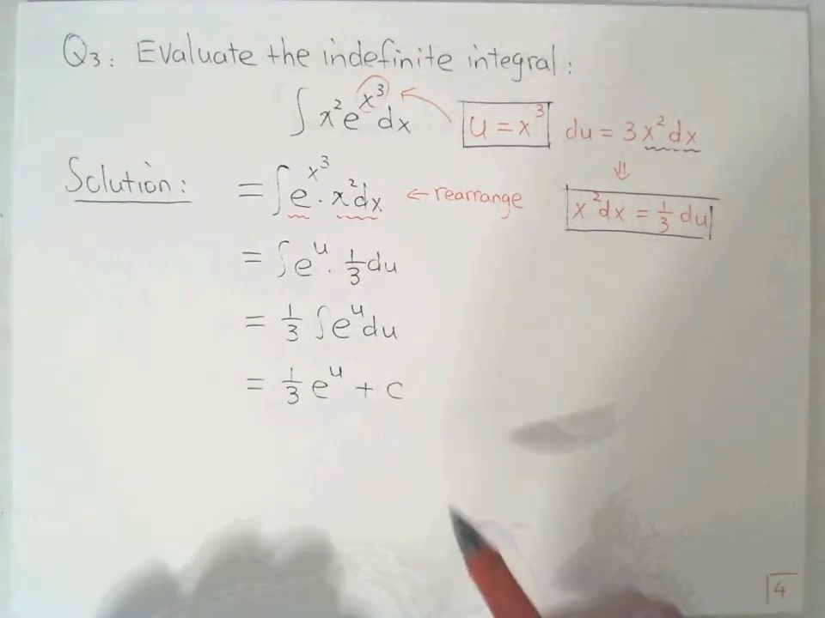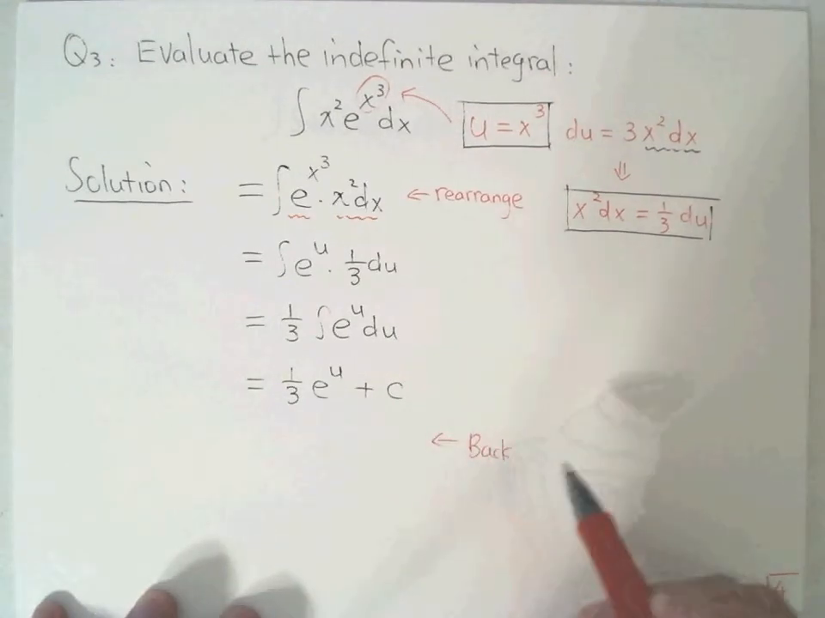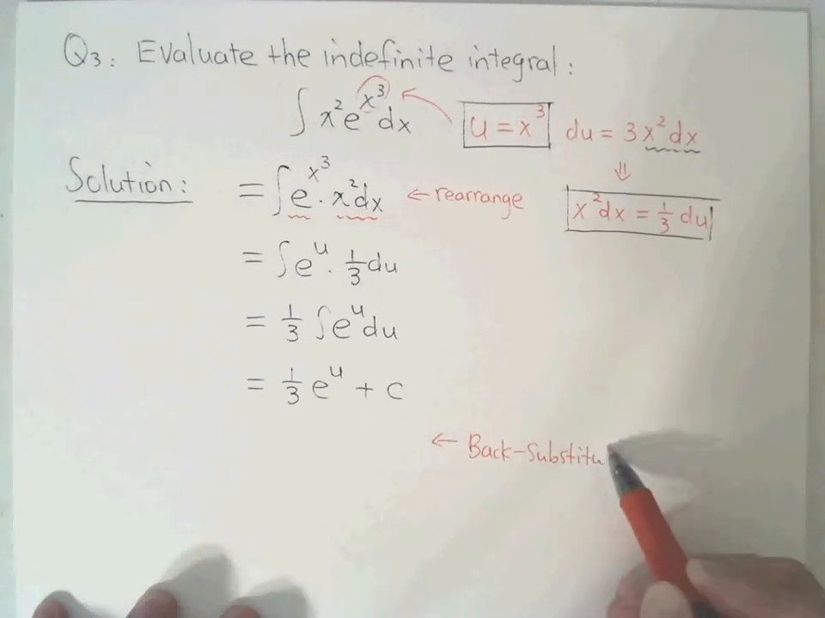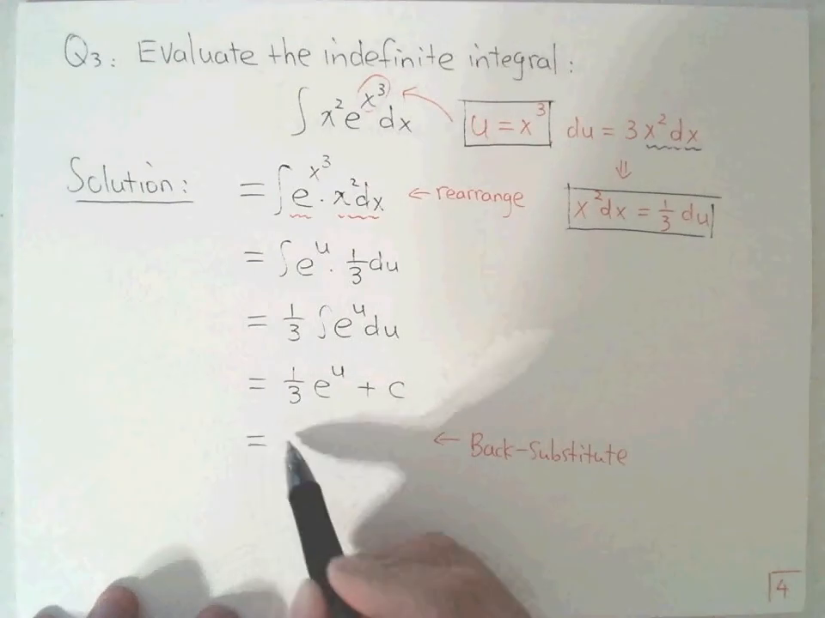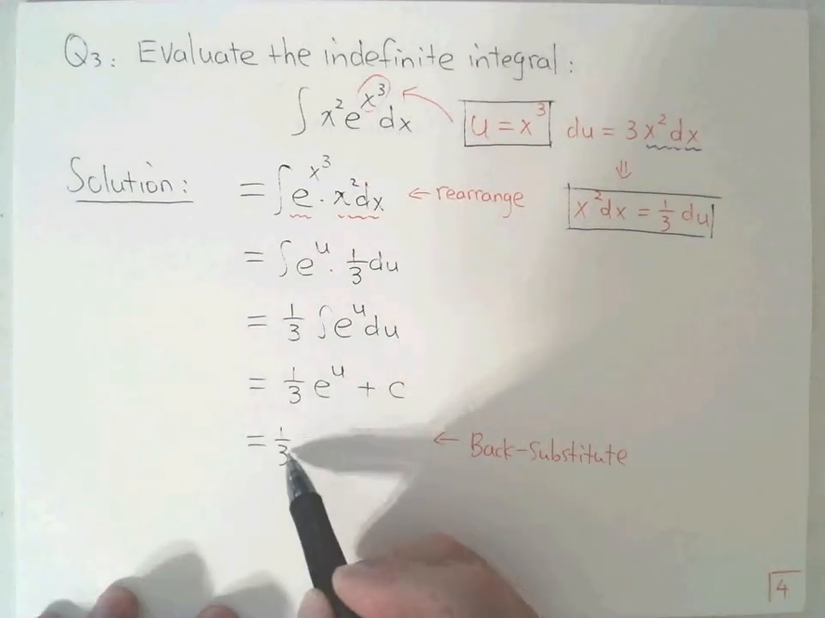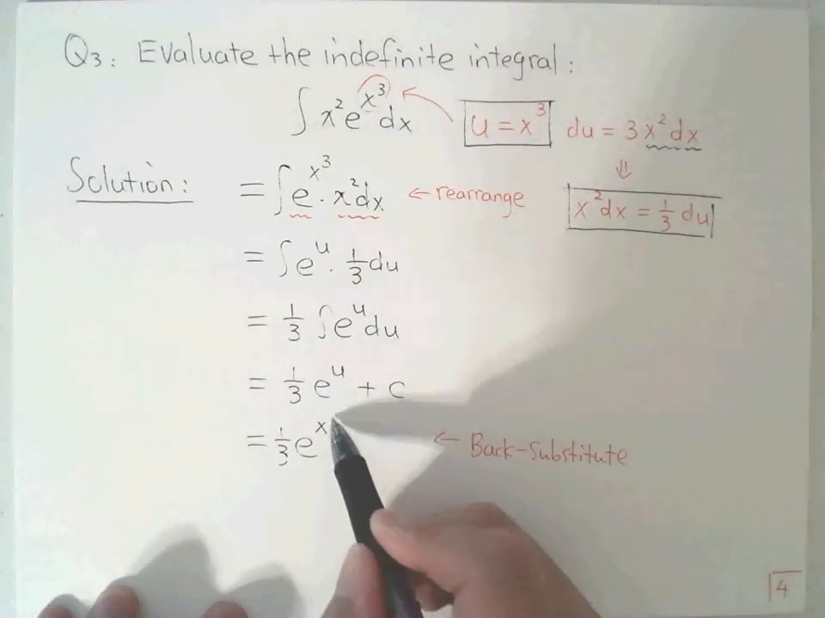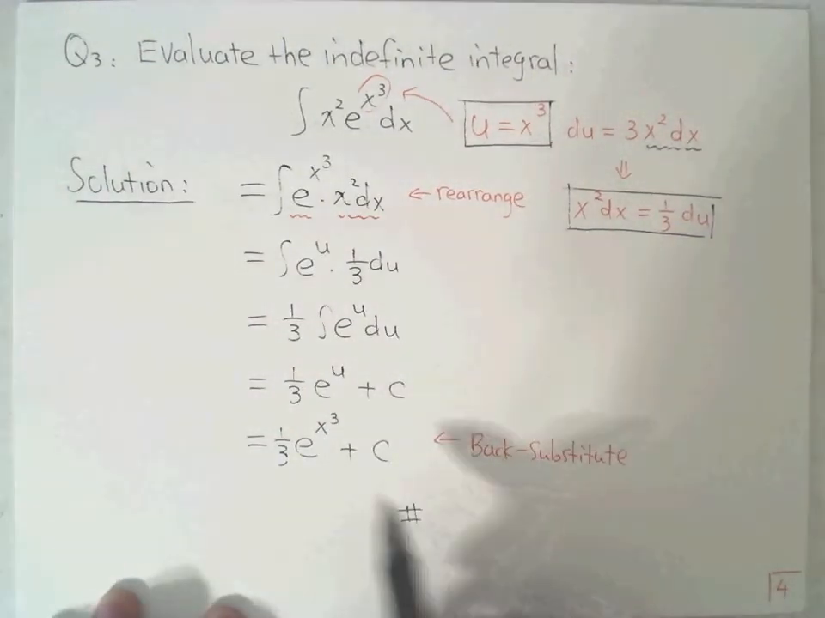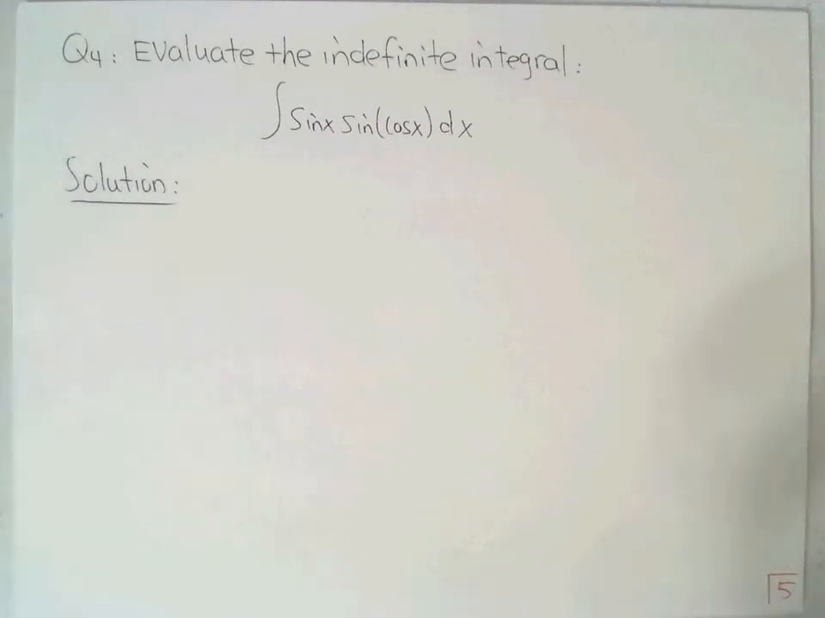However, we don't miss the plus c. And the last step is to back substitute. Don't miss this. Back substitute, and we will get 1/3. What is u? x raised to the third power, and then plus c. This is the end for this question.